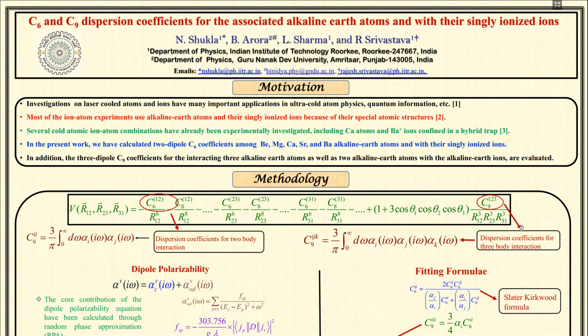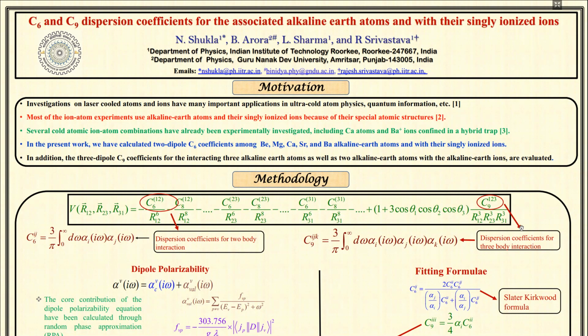Most of the ion-atom experiments use alkaline earth atoms and their singly ionized ions because of their special atomic structures. Experimentally, various cold atom-ion combinations have been investigated, including these combinations, for example, calcium atoms and barium ions confined in a hybrid trap. But there is a lack of theoretical studies for these combinations.